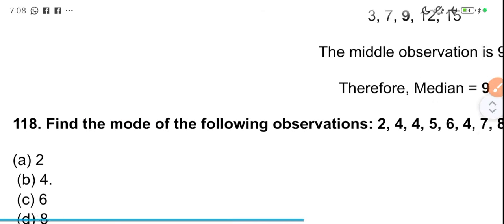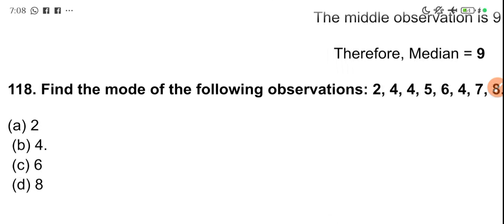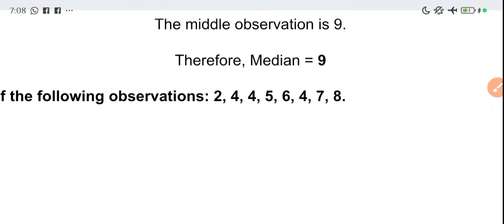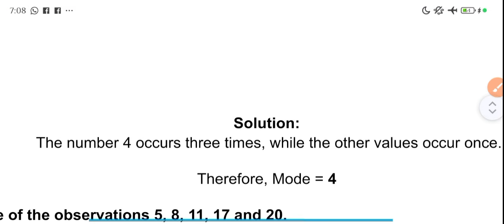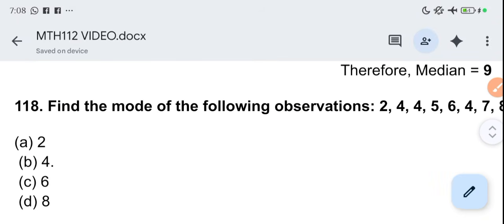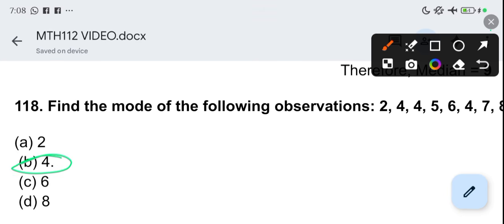Okay. Next is find the mode of the following observations. You have 2, 4, 4, 5, 6, 4, 7, 8. Of course, for the answer you have 4 because it's occurring more. Of course, the frequency is more. So you have 4 as the answer.